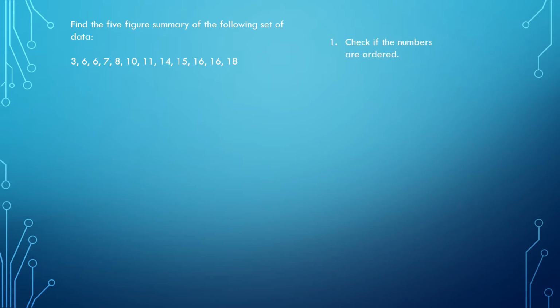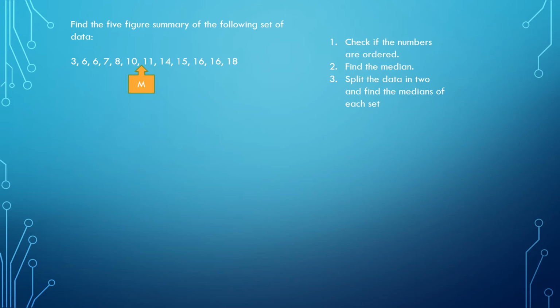So we want to check if the numbers are ordered. We need that for a few different things, but the first thing we're going to have to do is try and find the median and the quartiles, and so it helps us if our numbers are in order there. So these numbers are, so we can crack right on. Next thing we are looking for is the median. So the median of this set of data comes between the 10 and the 11. And that leaves me with exactly 6 things on either side of my median mark.